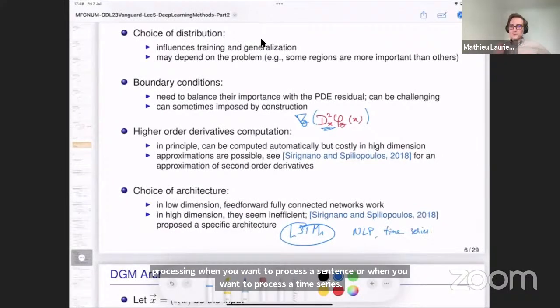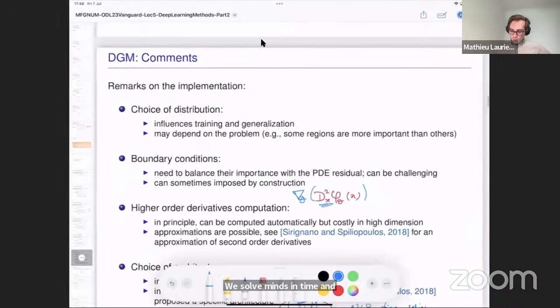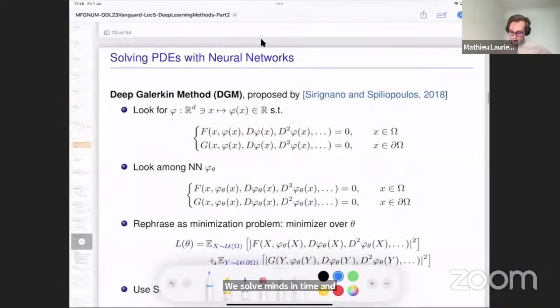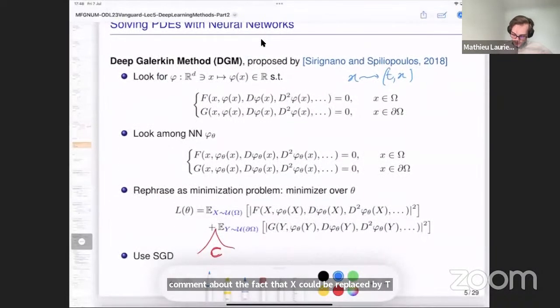But when you are trying to solve the PDE, we don't solve it forward in time or backward in time, right? We solve points in time and space. If I go back here, my comment about the fact that x could be replaced by t and x has a consequence, which is that here, when you sample x, it means that you are sampling a point in time and space in the domain.